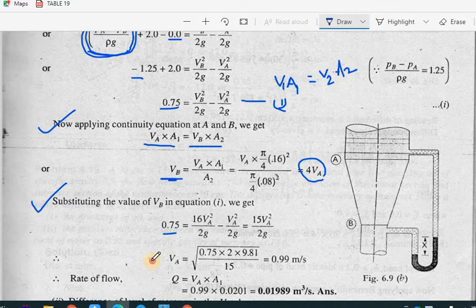Okay, from here we can calculate the VA value. So the VA value will be what? 0.75 divided by 15 into 2 into 9.81, and under root this value, that will give you the VA value, which is coming out to be 0.99 meter per second.